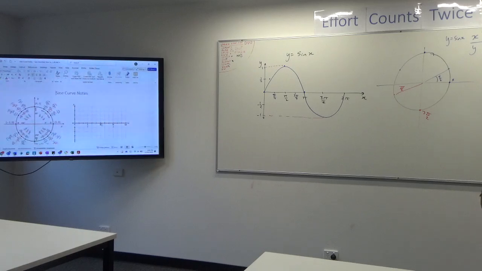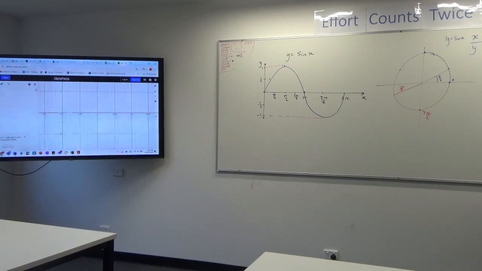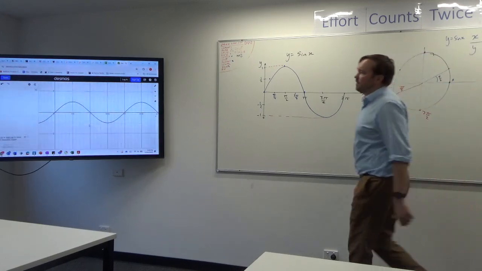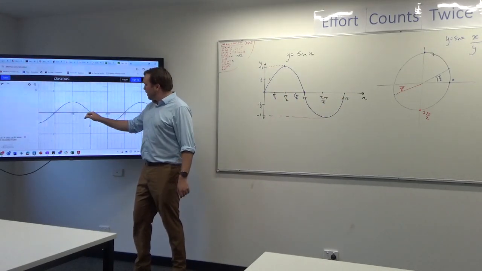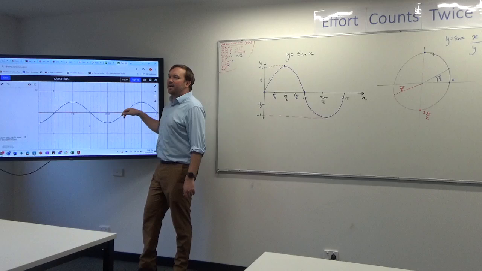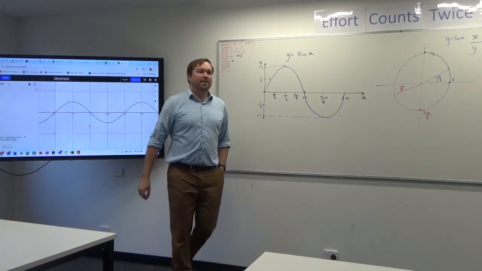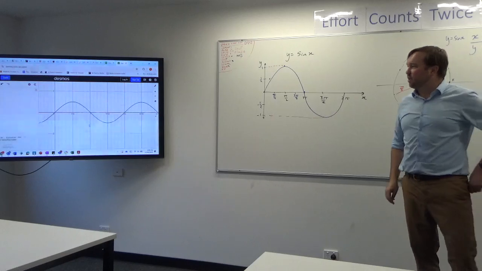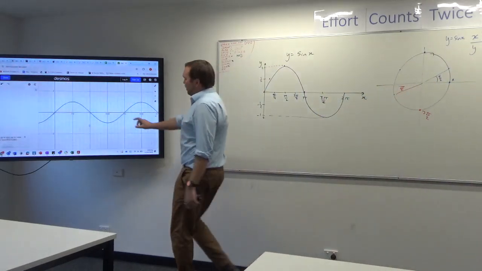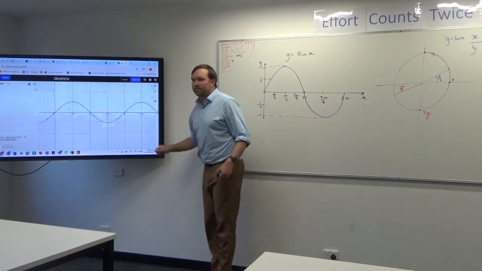If my hand drawing looks dodgy, what you're aiming at is this. Through 0, pi on 2, pi, 3 pi on 2, 2 pi, and it keeps going. Sine x makes this curve that goes forever, which is pretty cool.